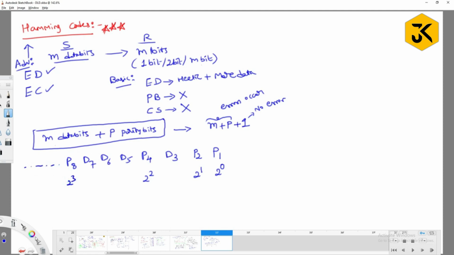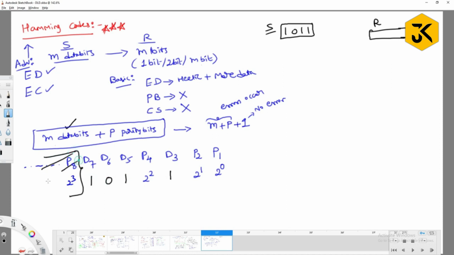Right? So meaning that if I am going to have m data bits, how many parity bits are required? For example, if I am going to have the data 1011, I need to send 1011 data to the other side, from the sender to the receiving side. How many parity bits are required for me according to this particular pattern? Try to fill the data, right? Don't think about the parity. Here you need to fill 1011, right? From the right side you are going to fill. So D3 as 1, D5 as 1, D6 as 0, D7 as 1. Do we require P8? No, no need.